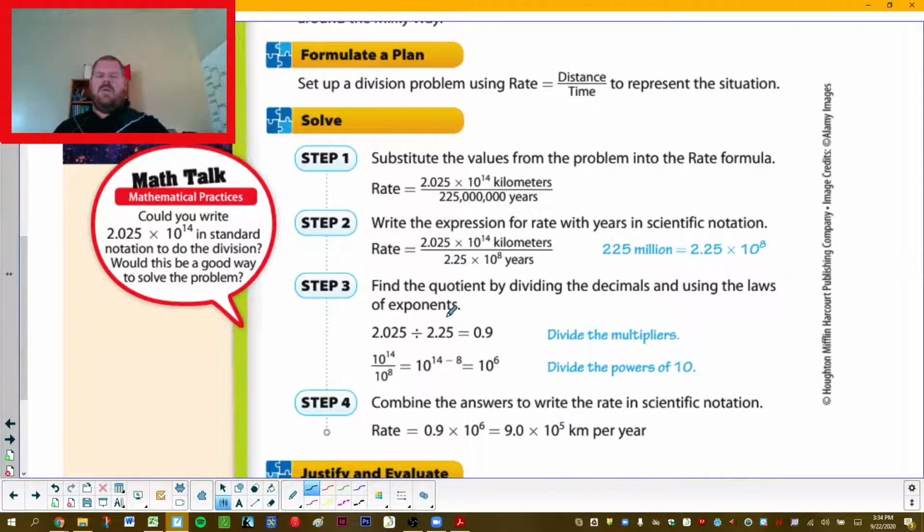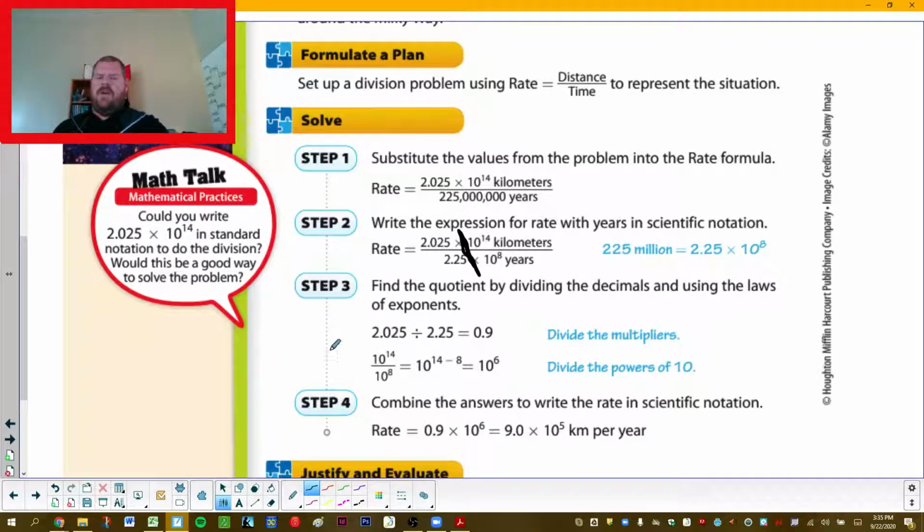In order to make this work, we get one thing that's really nice here: we can split this problem into two different division problems. One being the numbers out in front, and the other one being the powers of 10. So they do 2.025 divided by 2.25 and get 0.9. Then they use properties of exponents with 10 to the 14 over 10 to the 8th. That's a subtraction property of exponents, to get 10 to the 6th.